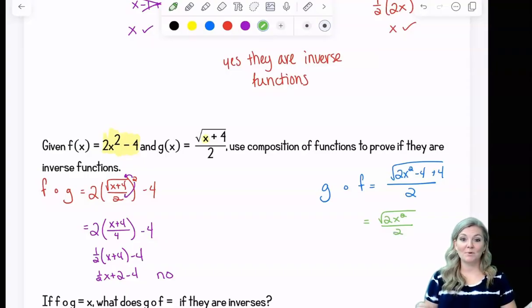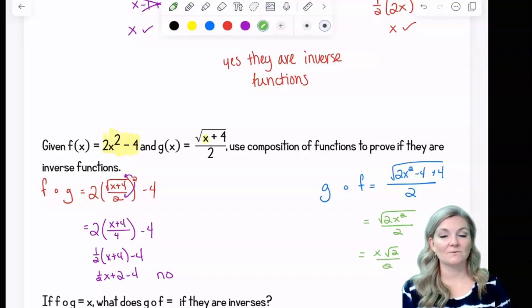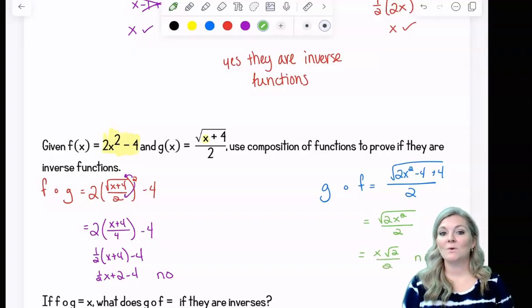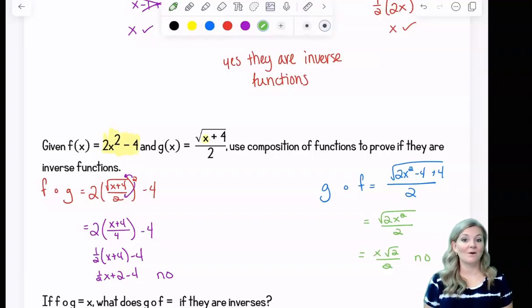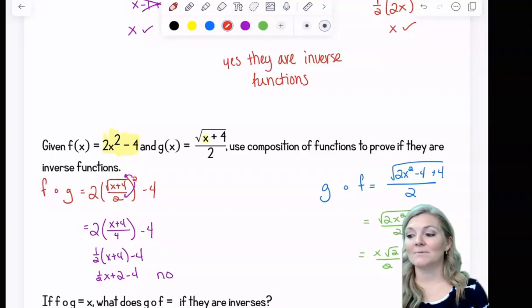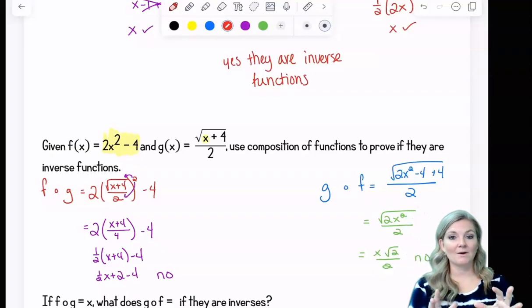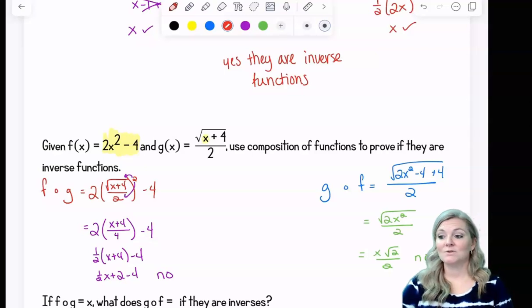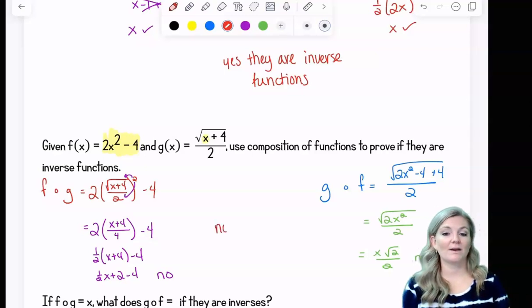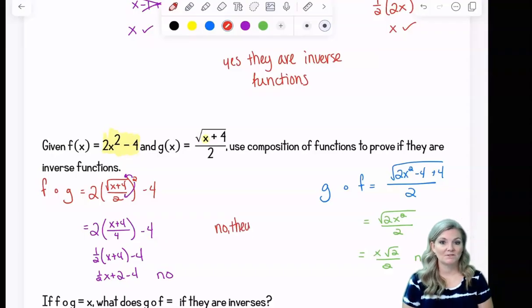The only thing that's perfect that can come out of that radical is the x squared. So that's x times the square root of 2 over 2, which can't reduce any. And so no, again, I have proven that these are not inverses. So while they did have opposite operations, there was something about the order of those operations that did not make those true inverses of one another, and I proved it using the composition of functions.